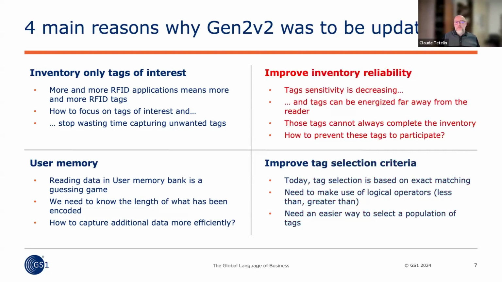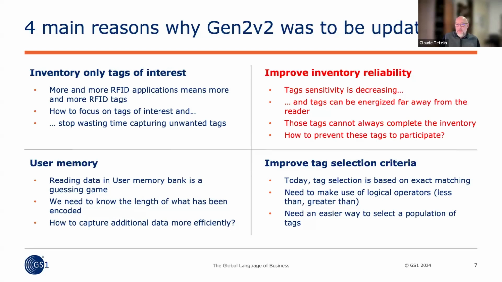Another reason is to improve the inventory reliability. We all know that tag or chip sensitivity is improving year after year, and this means that a tag can be read very far away from the reader. Today, this is something like 15 to 20 meters. But these distant tags will receive power from the reader that will probably just be enough to wake them up.